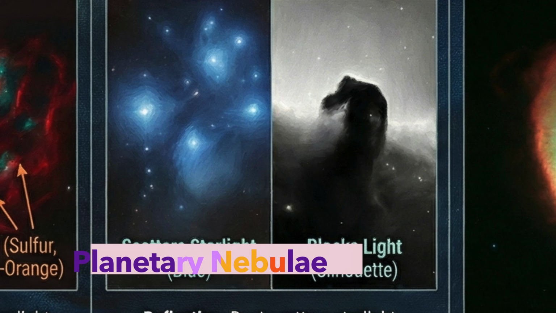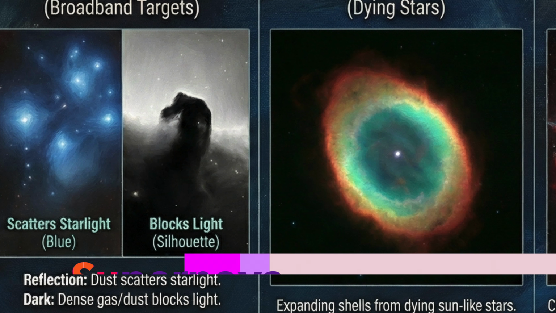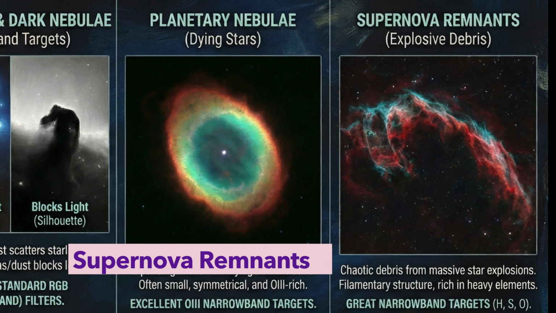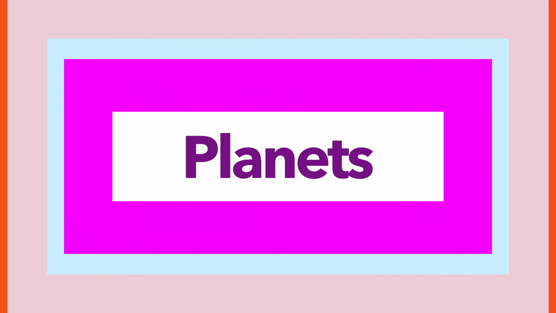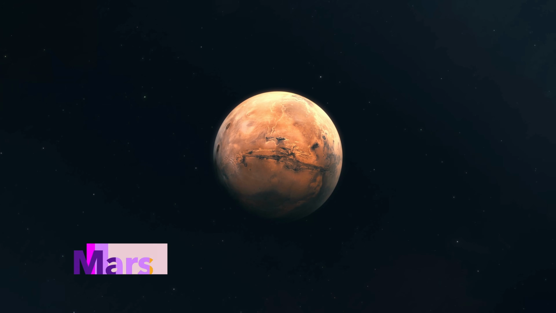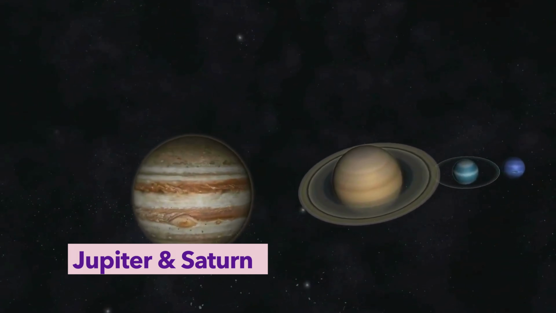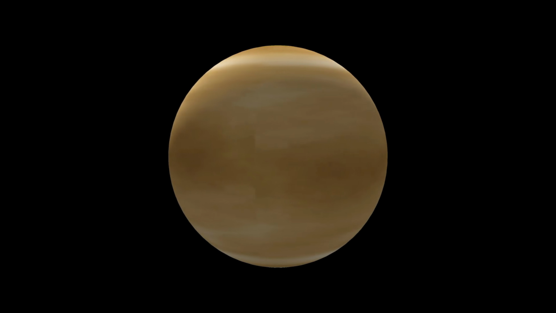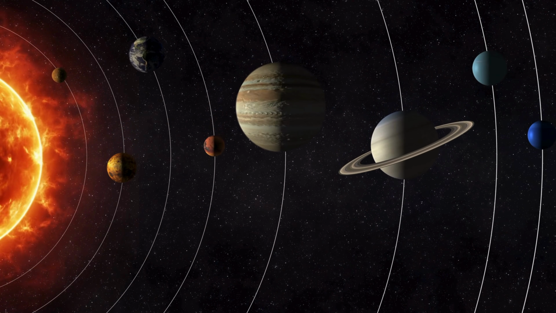Finally, we have planetary nebulae, the colorful shells of gas expelled by dying stars such as the Ring Nebula, and supernova remnants like the Veil Nebula, both of which shine strongly in specific emission lines and respond beautifully to narrowband filters. Planets offer yet another type of light. They don't generate their own visible light, they simply reflect the sun. Mars shines strongly in red and near infrared, Jupiter and Saturn reveal sharper cloud details in infrared, and Venus glows in ultraviolet, highlighting its thick cloud cover. Each planetary target benefits from filters that enhance the wavelengths that bring out their best features.